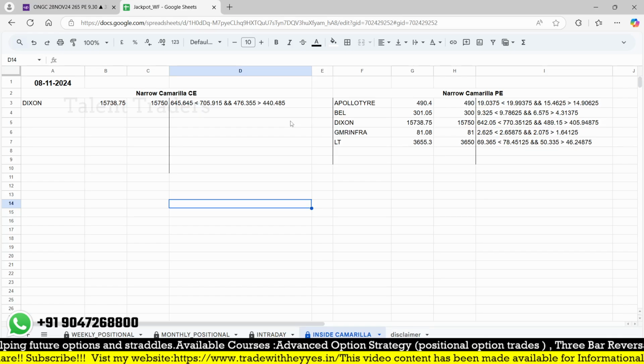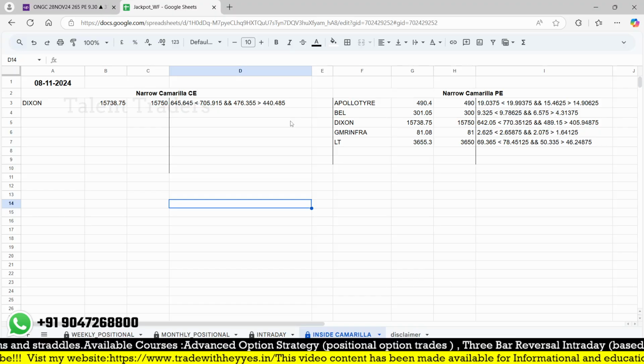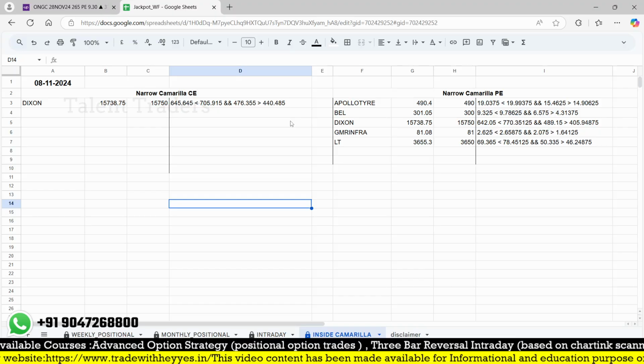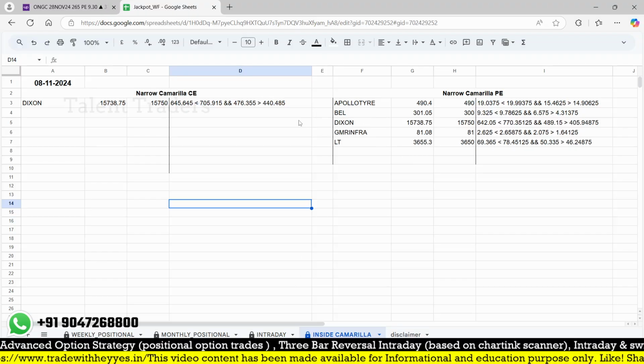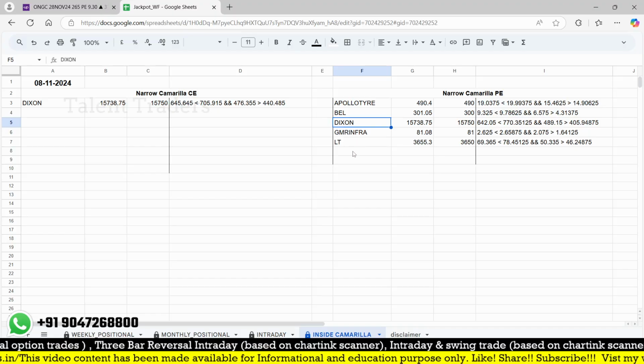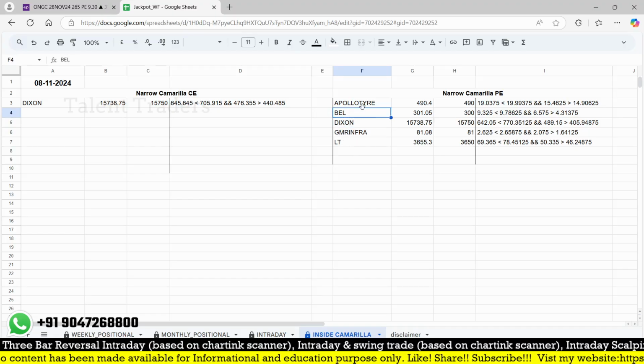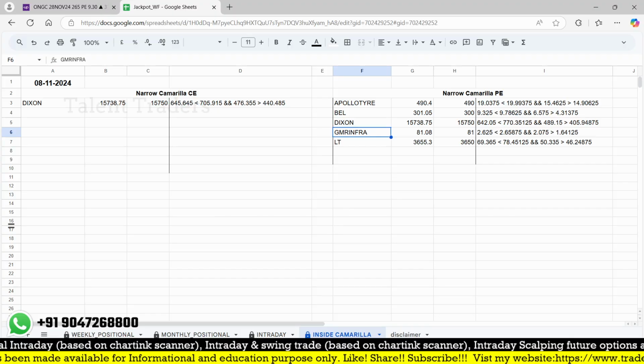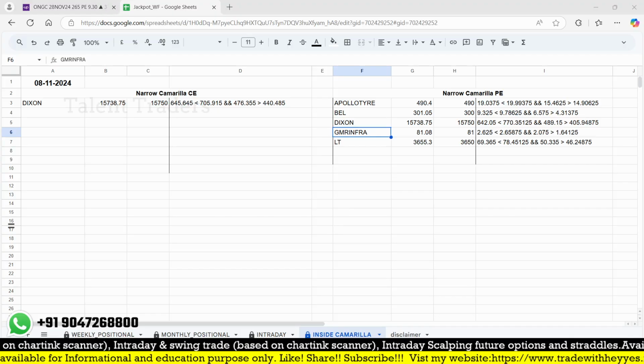While selecting the stock, you should consider whether the stock is liquid and quality. So volume must be there and the liquidity must be there in a stock option. Maybe in this case, I'm not going for Dixon. Sometimes it doesn't have good liquidity. Maybe BEL, Apollo and GMR are good and liquid. Something like that we have to find out.